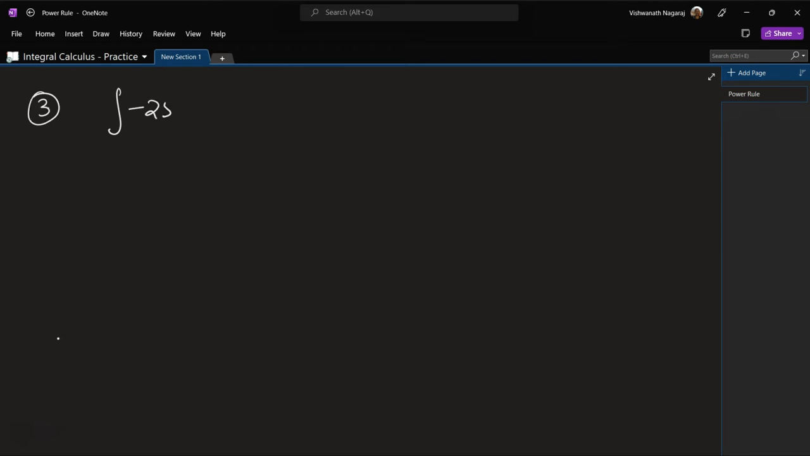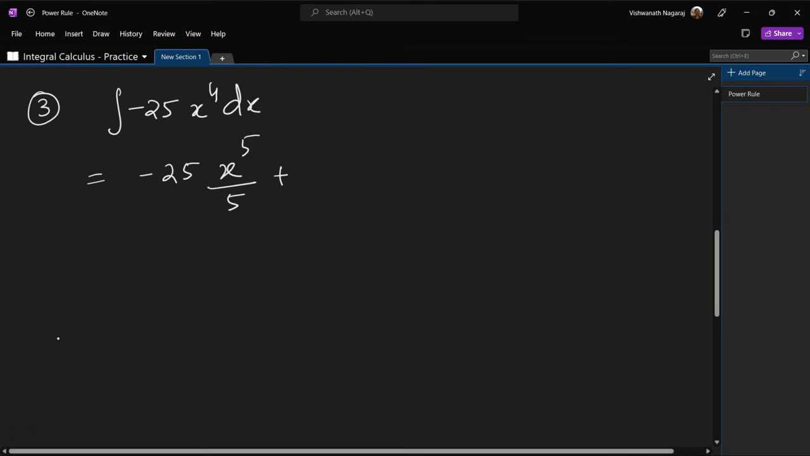Integral of minus 25 of x to the power of 4 dx, which would be minus 25. We don't have to write the integral again. We can directly do it. So x to the power of 5 by 5 plus c. 5 fives. So we get minus 5x to the power of 5 plus c. Okay. Fourth one.